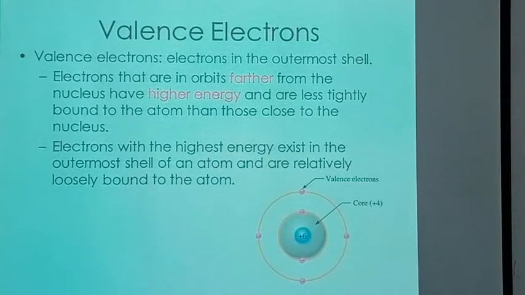So what are valence electrons? Valence electrons are the outermost shell electrons. These are the valence electrons in this atom. Electrons that are in orbit farther from the nucleus have higher energy and are less tightly bound to the atom than those close to the nucleus. Electrons with the highest energy exist in the outermost shell of an atom and are relatively loosely bound to the atom. These are the valence electrons, the outermost shell of the atom.